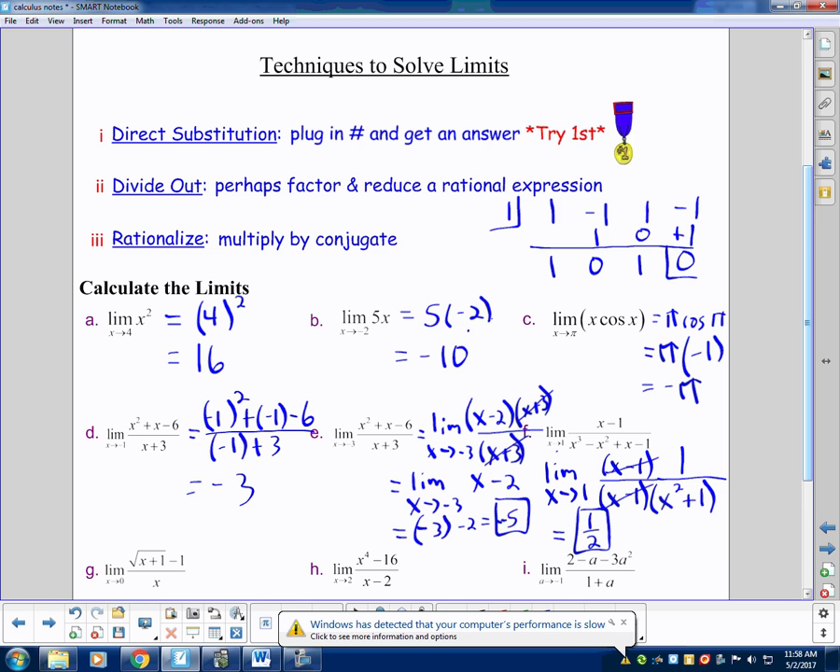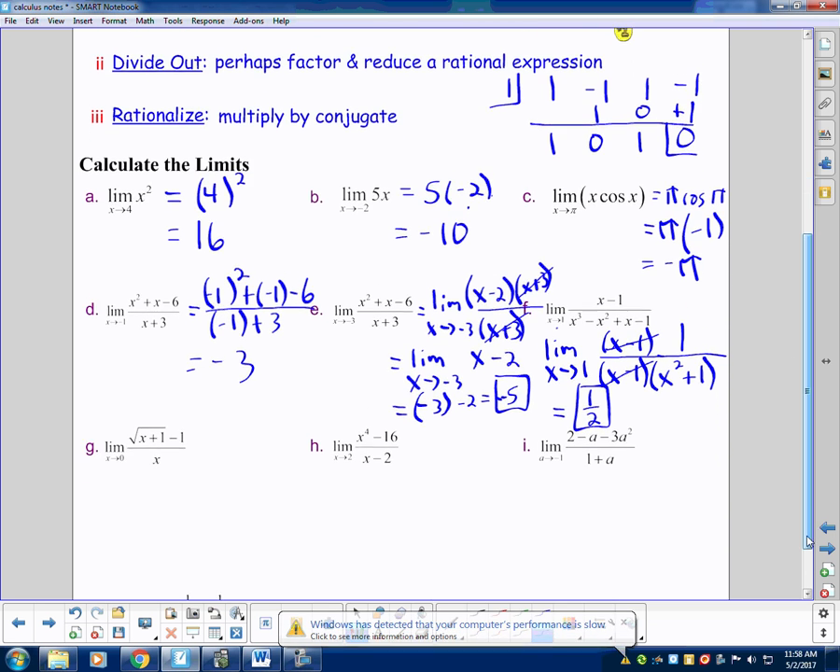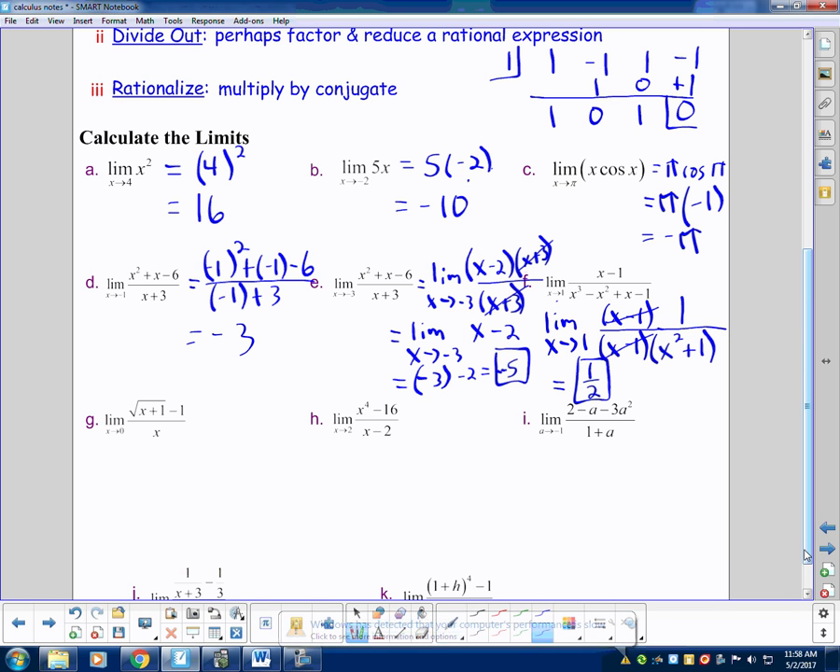So if you get an indeterminate form, 0 over 0, expect a factor, cancel something, and re-plug it in. And if after you factor nothing cancels, then you gotta go look at the graph. That's the only other method, at least algebraically speaking.